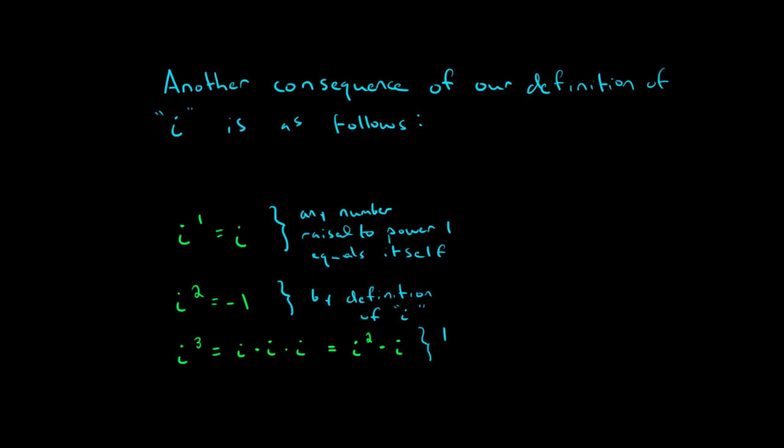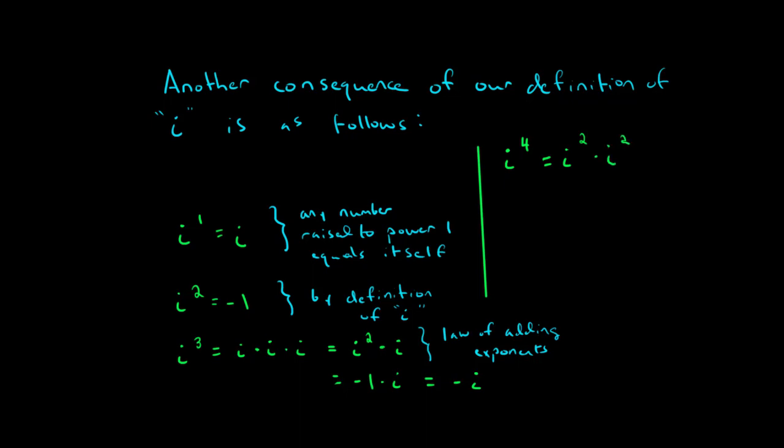And here I'm using the law of adding exponents together. And then I get negative 1 times i, or I get i cubed equals negative i. Okay, I'm going to just continue that process on the right side of the board here. i to the fourth would equal i squared times i squared. That would equal negative 1 times negative 1, which equals positive 1.